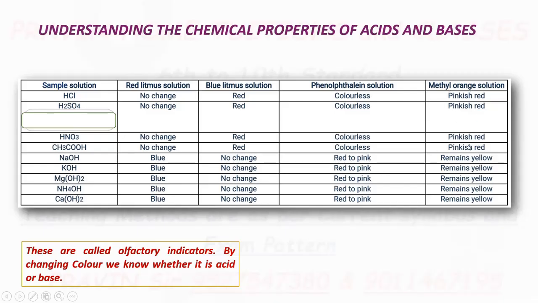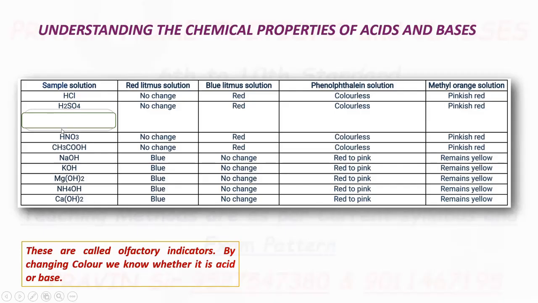If we add methyl orange solution to a base, or if we add base to the methyl orange solution, then the solution remains yellow only. So these are the criteria to find out whether a given substance or solution is acid or base.